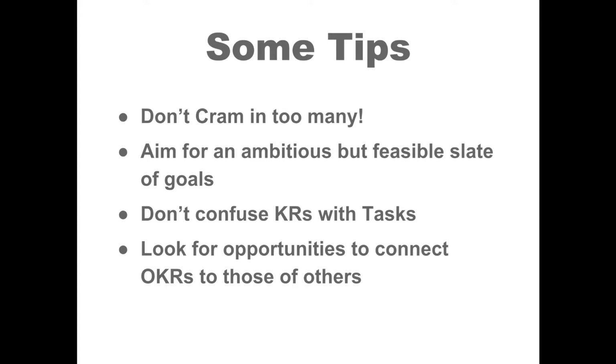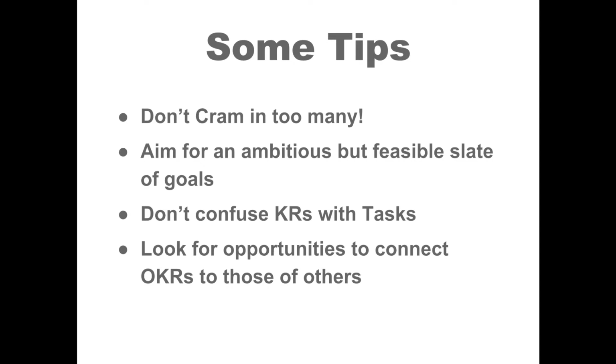So, here are some tips. Don't cram in too many of them. A good rule of thumb is to aim for no more than 4 objectives and 10 to 12 key results in total across all of them. So, you might have, let's say, 3 objectives with 3 or 4 key results for each of those.